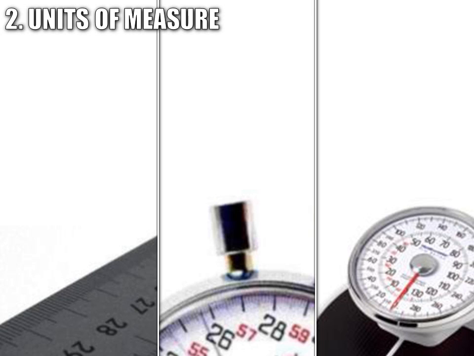Here are 3 instruments that are used to take measurements. The first one on the left is a ruler. This one in the middle is a stopwatch, and the one on the right-hand side is a scale. I'd like you to take a moment and think to yourself, what physical quantity do these instruments measure? So one more time, what physical quantity do these instruments measure?